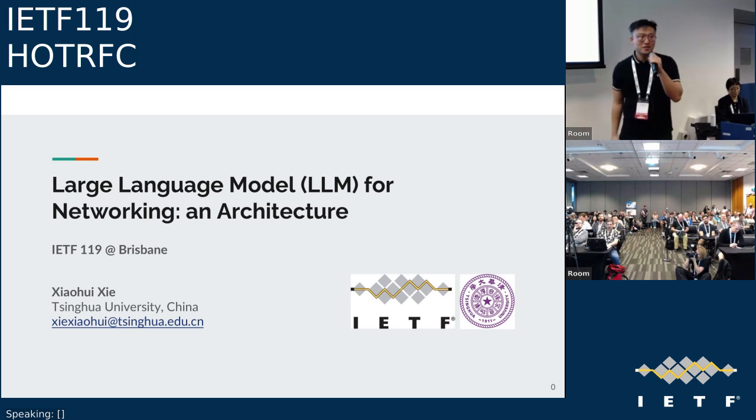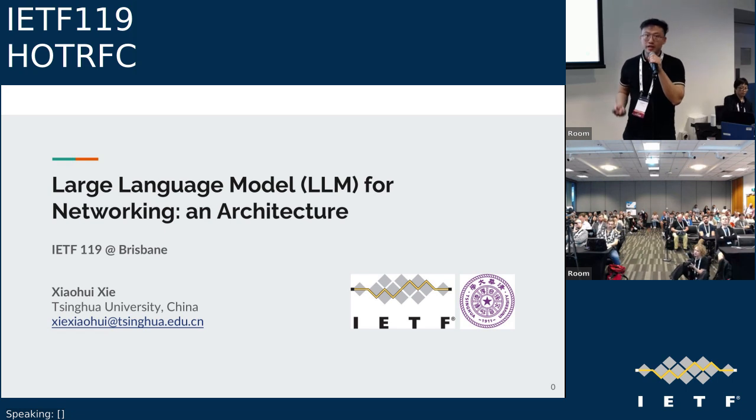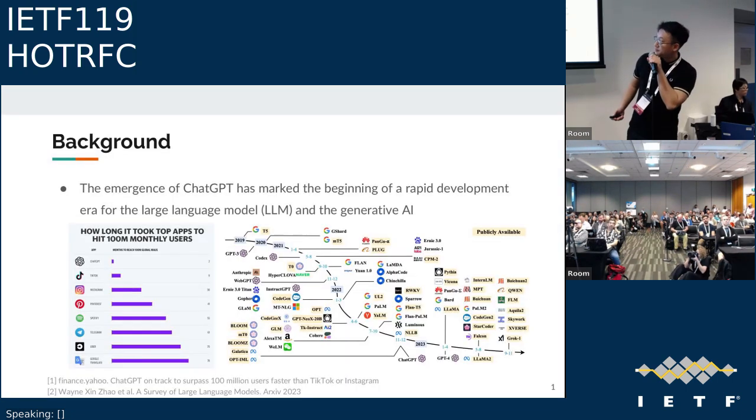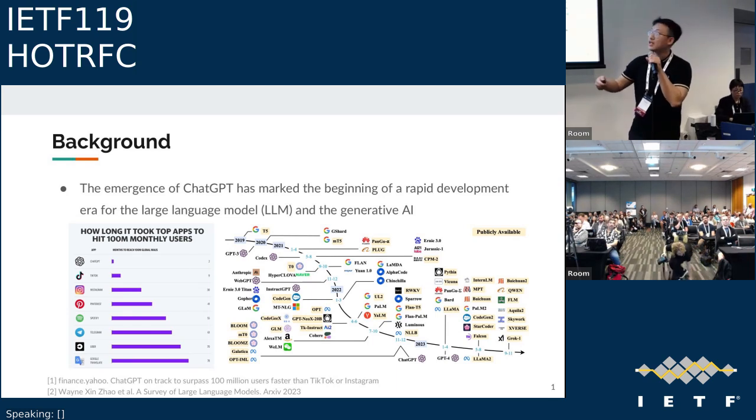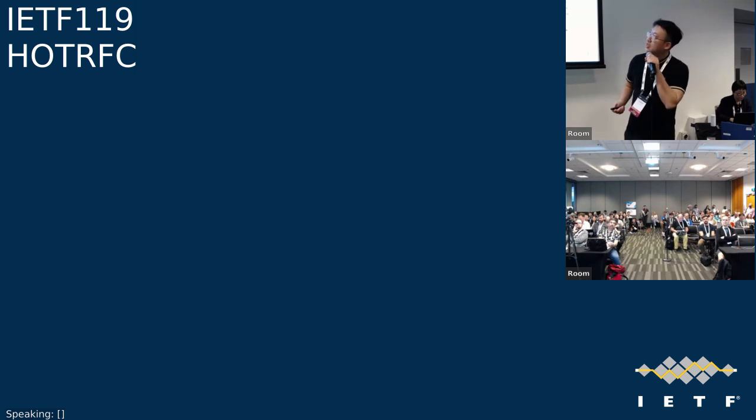Today I'm very excited to share with you our thinking about how to leverage large language models for networking. So here is the background. As we know, the emergence of ChatGPT has marked the beginning of the rapid development era for LLMs and generative AI. From a report by Yahoo, we can see that ChatGPT achieved 100 million MAUs within 2 months, faster than TikTok. And nowadays, numerous LLMs and related effective applications have been proposed.